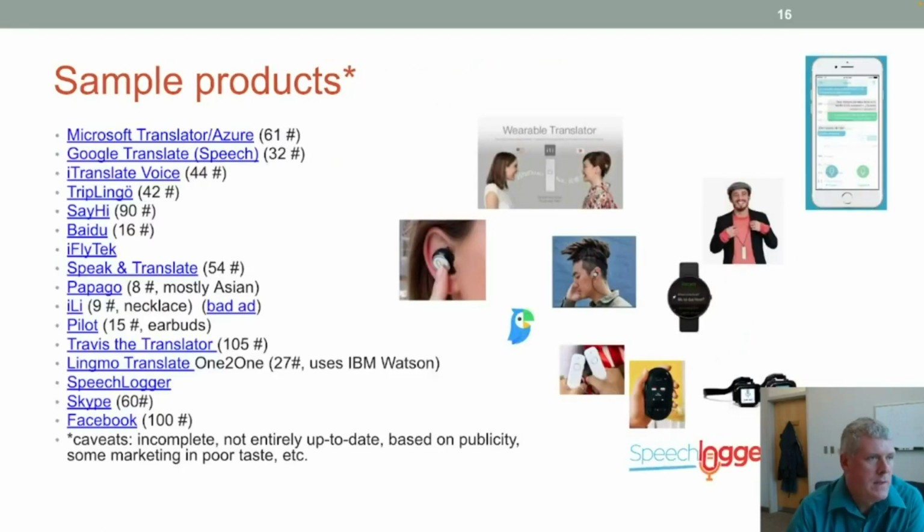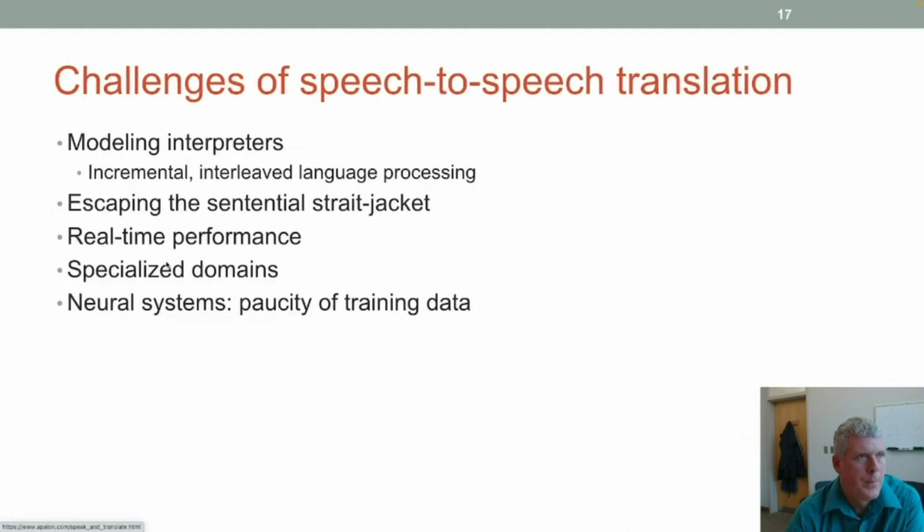Here are some products. I apologize, these links may be dead. But you can find samples of this type of technology, and I apologize if you stumble onto anything inappropriate. Please let me know so I can update this. But there are some links to some there.